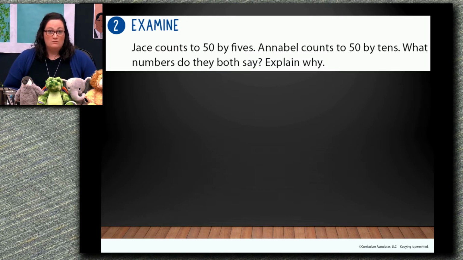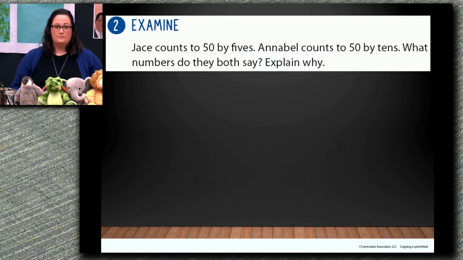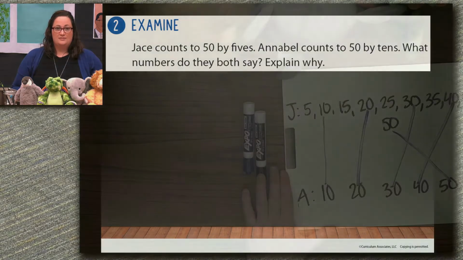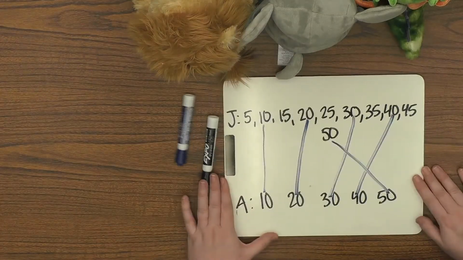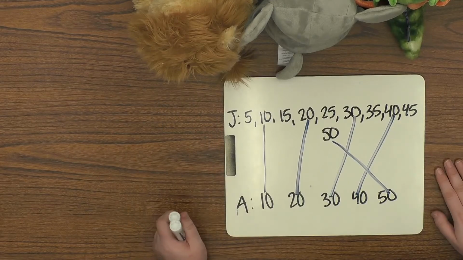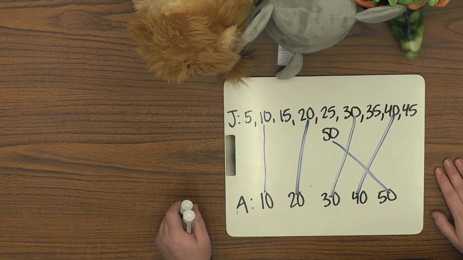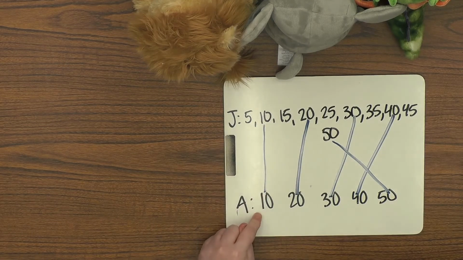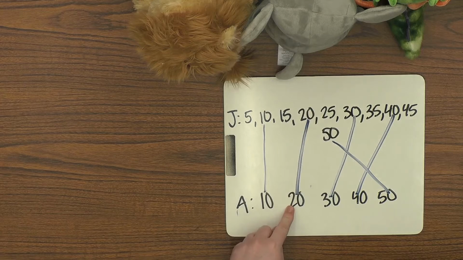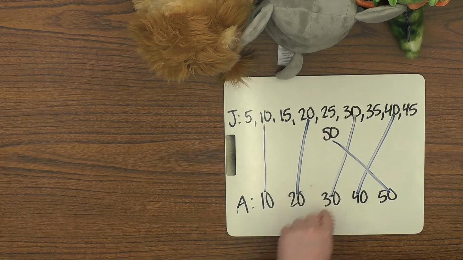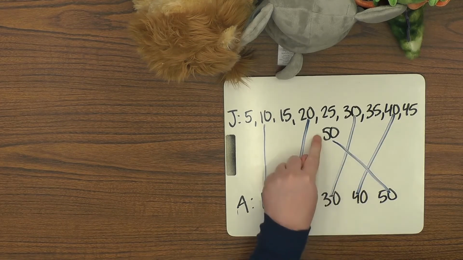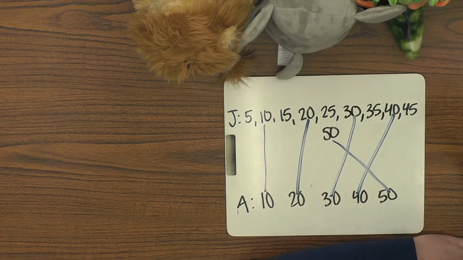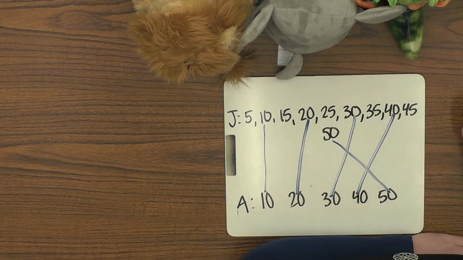Did you figure it out? All right, Mr. Kevin, go ahead and show my whiteboard. Take a look at my whiteboard. What do you notice? There we go. I drew lines to represent the numbers they are both going to say. 10, 20, 30, 40, 50. But just knowing the answer isn't good enough.